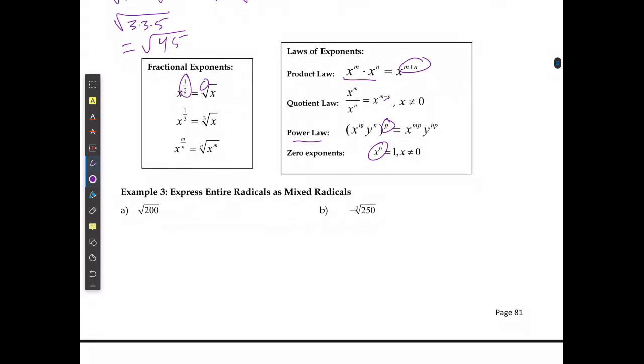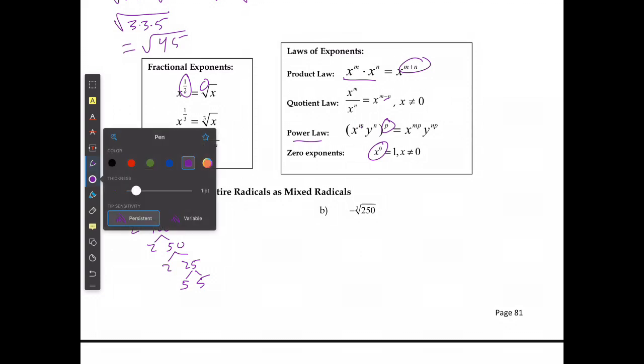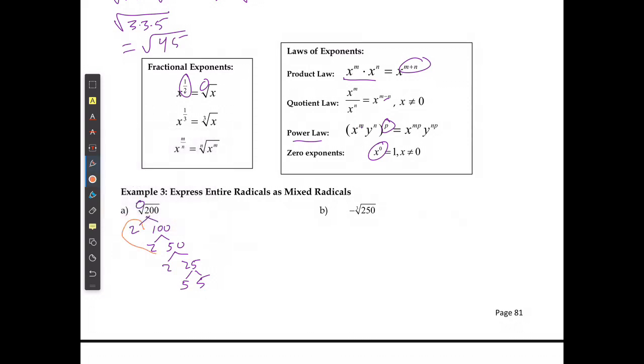Alright, if I'm expressing entire radicals as mixed radicals, there's two ways you should have learned to do it. You can either use factoring and say that, well, if I have 200, that's going to be the same as 2 times 100, 2 times 50, 2 times 25, and 5 times 5. And because it's a square root, I'm looking for sets of 2 of the same number. I have 2 2's, I have 2 5's, which means that if I take the square root of 2 times 2, I'm going to wind up with just a 2 on the outside.